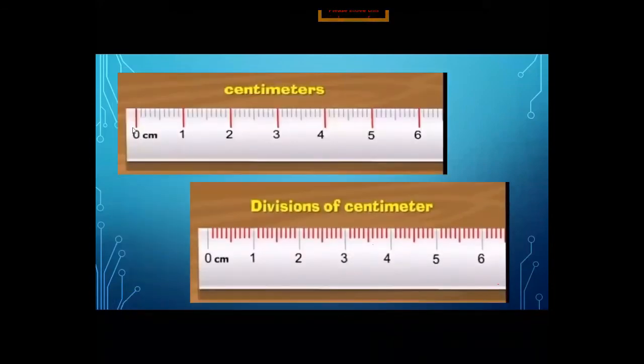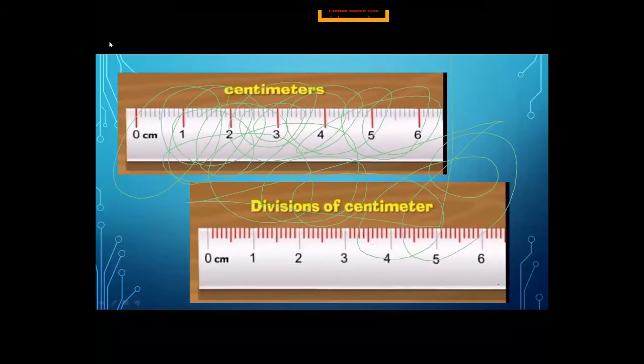Here you see centimeter scale. First of all, starting from 0, then you see 9 small lines, 1, 2, 3, 4, 5, 6, 7, 8, 9. After 9 small lines, the next one is 1. Okay, so here you see that after 0, these small lines count as divisions of centimeters. Don't write anything on screen, students.